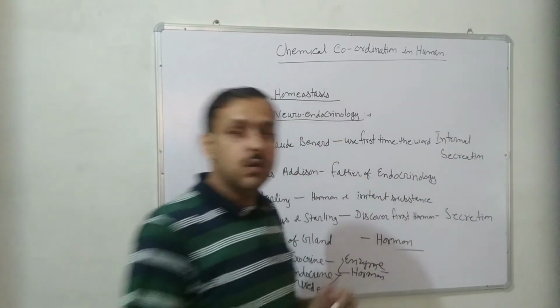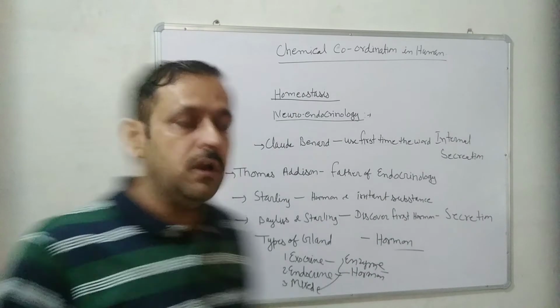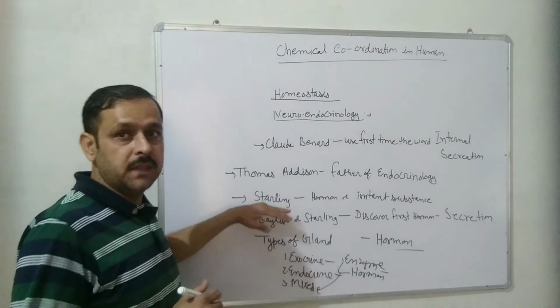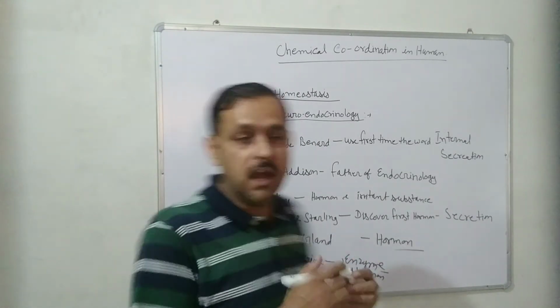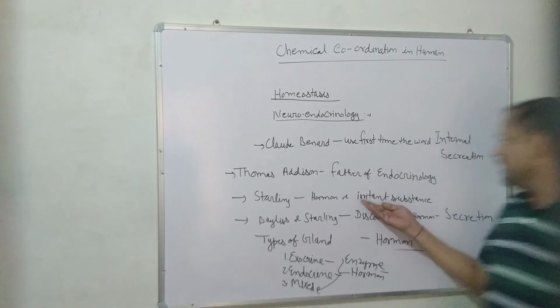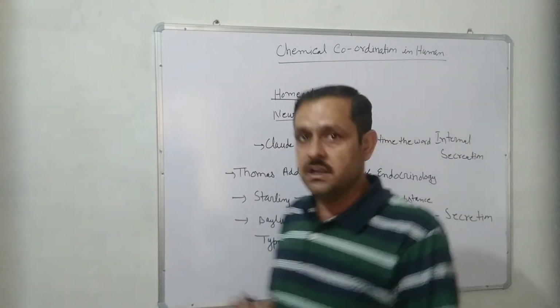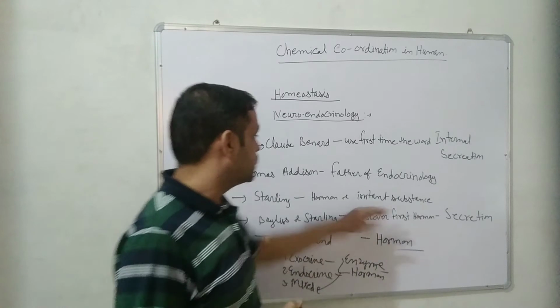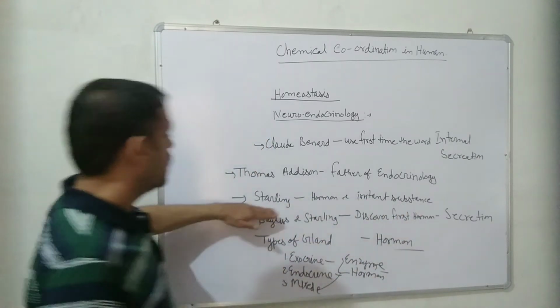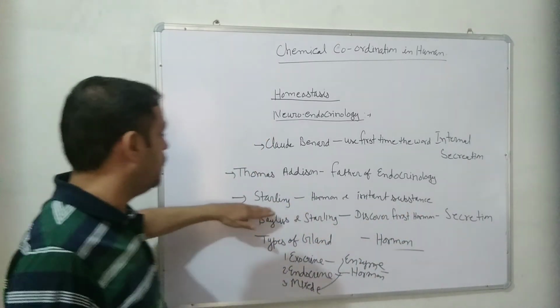Who gave the term hormone? So the right answer is Starling. And he also said about hormones that they are irritant substances or they are stimulating substances. Irritant or stimulating substances are called hormones, given first of all by Starling.